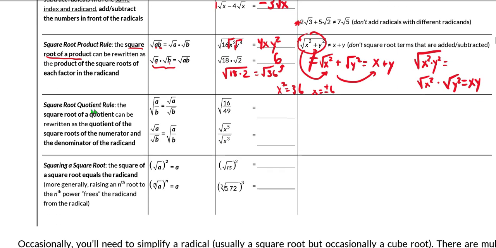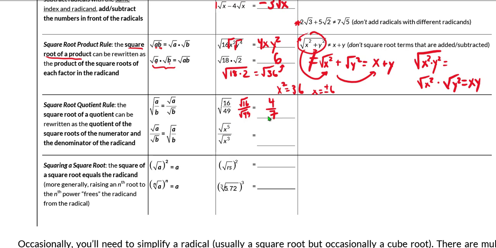The square root quotient rule, very similar to the product rule. We can combine radicands. We can split radicands. So root a over b can become root a over root b. Root a over root b can become root a over b. So in the case of this first example, instead of dividing 16 by 49 and getting some fairly ugly decimal, we can simply separate the numerator and the denominator into their own radicals. So this would be root 16 over root 49, which is simply 4 over 7.